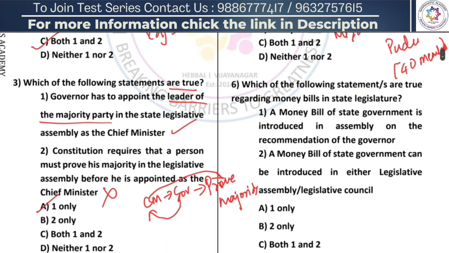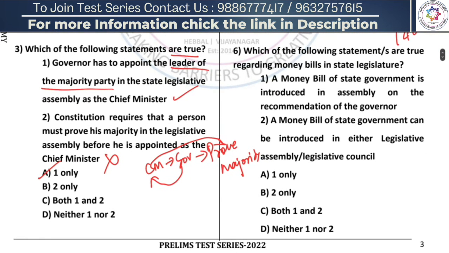Going forward to the next question, which of the following statements are true regarding money bills in state legislature? Statement 1, a money bill of state government is introduced in assembly on the recommendation of governor. Statement 2, a money bill of state government can be introduced in either legislative assembly or legislative council. So statement 1: yes, only on the recommendation of the governor can a money bill be introduced, but it is the speaker who is going to determine whether a bill is a money bill or not, and the speaker's decision is final in this regard. So statement 1 is right.